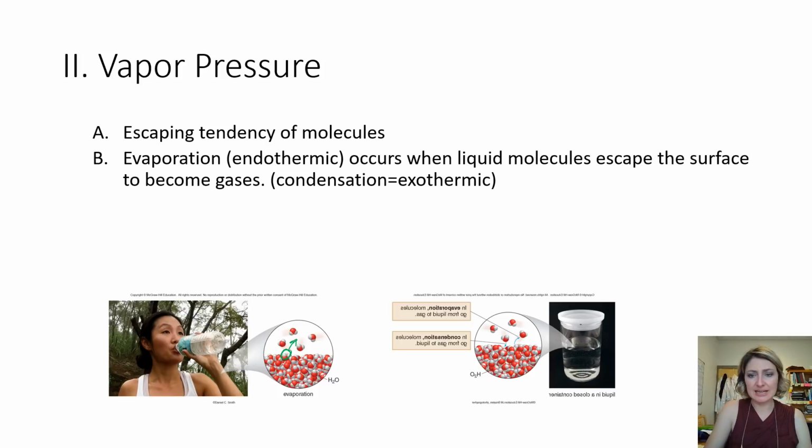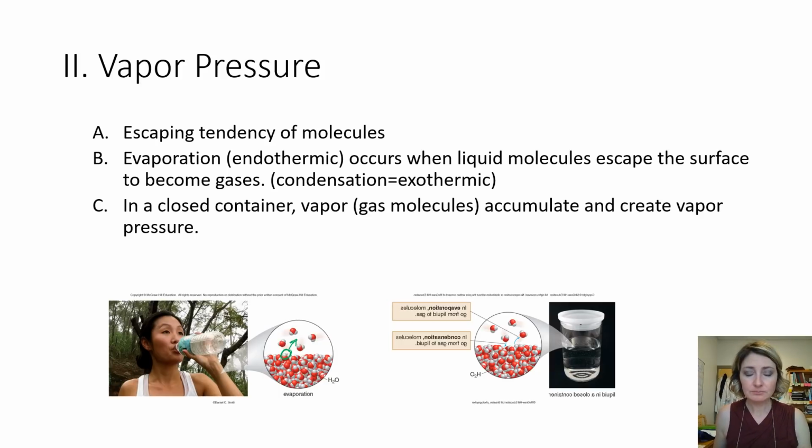If you have an open container, say like you do, we're just going to pretend her bottle's open, eventually all of these water molecules are going to escape as a gas. However, in a closed container, it's a little bit different. So in a closed container, you do have these surface molecules escaping to the gaseous form, but they're turning into a gas and they're stuck in this closed container.